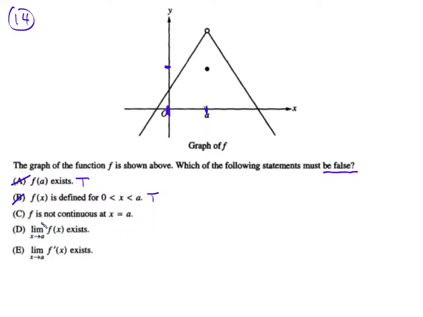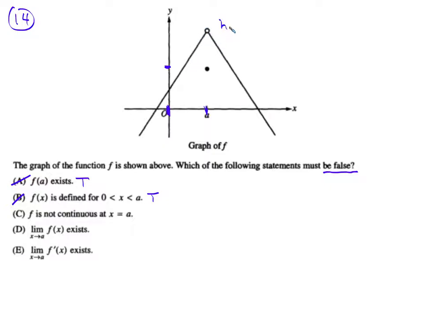All right, option C, f is not continuous. Ooh, okay, this is going to be a double negative, false and not continuous, so we have to be a little bit careful here. Let's just ask the simpler question. Is it continuous at x equals a? So at x equals a, is this function continuous? And you should hopefully say, no, it's not continuous.